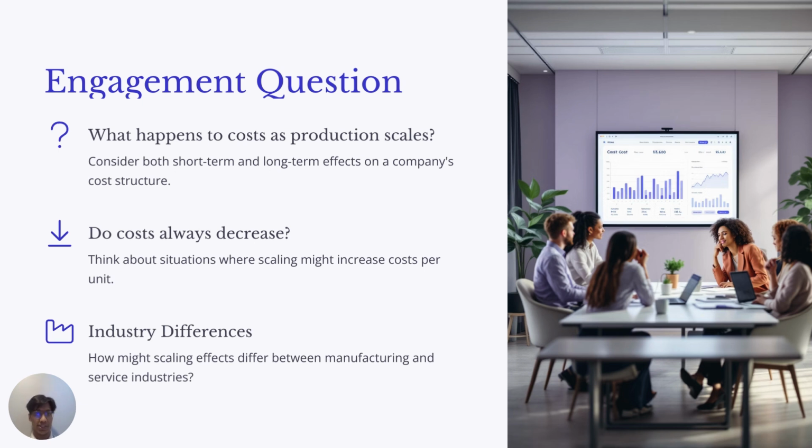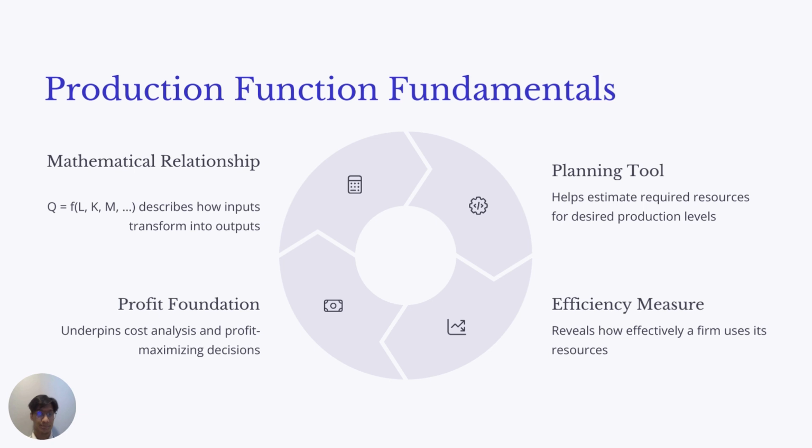Engagement question. Okay, let's pause for a quick thought exercise. What do you think happens to cost as production scales up? You might say costs go down, and that's often true, but not always. In the short run, firms benefit from spreading fixed costs over more units, but in the long run, managing a larger operation can become complex. You may run into coordination issues, communication delays, or bureaucratic inefficiencies. And what about service based industries? Do they scale as easily as manufacturing? Keep that in mind as we go further.